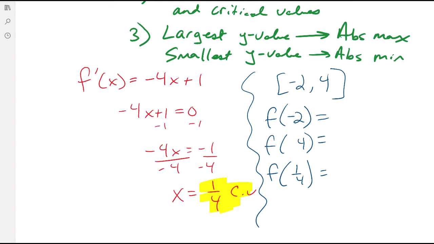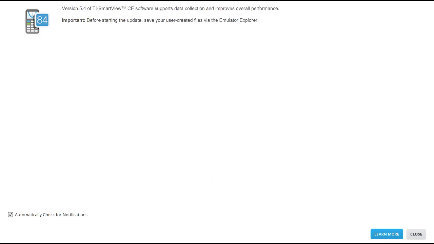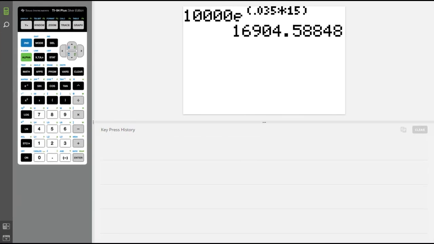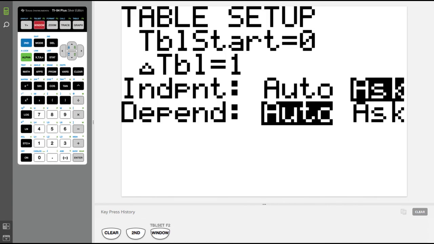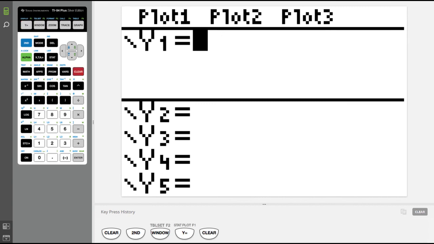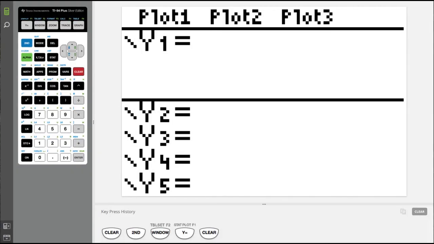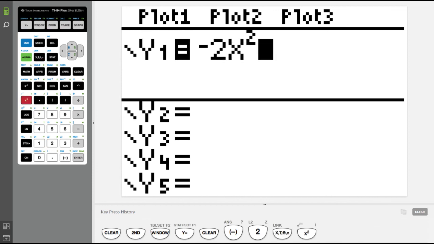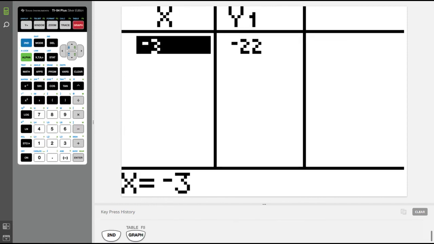To do this, I'm going to go to our calculator, to the table. Let me make sure my setup is okay. I'm going to hit second window. I want my independent variable to be on ask. Then we're going to go to y equals and type in our f of x, our original function, which, if you recall, was negative 2x squared plus x minus 1. Subtract away 1.